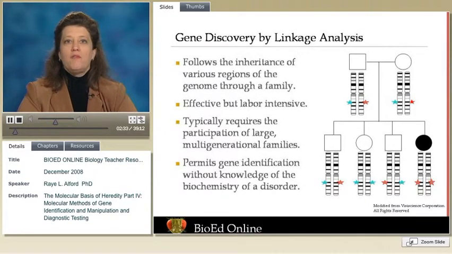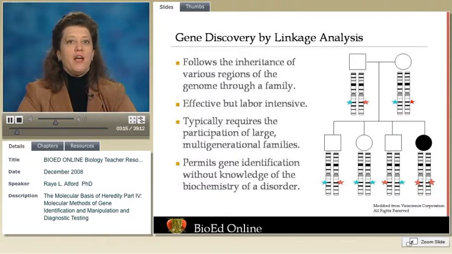Many genes have been discovered by an approach called linkage analysis. Linkage analysis relies on Mendelian inheritance of chromosomes and genes. In linkage analysis, polymorphic genetic markers spread throughout the genome are used as signposts to track the transmission of various genomic regions through a family. With linkage analysis, all members of a family are genotyped for the polymorphic markers. The genotype of each family member at each marker is then compared to the genotypes of other family members to determine which markers are present in the family members affected by the disorder.